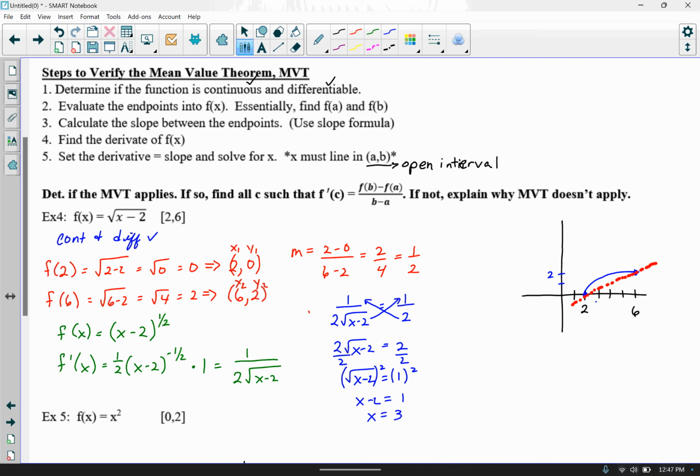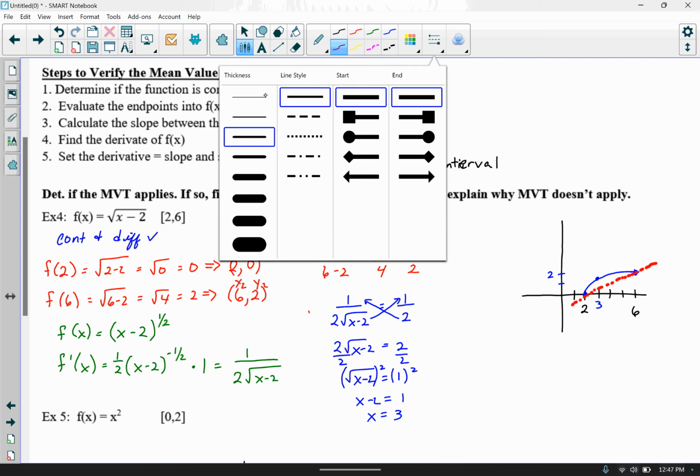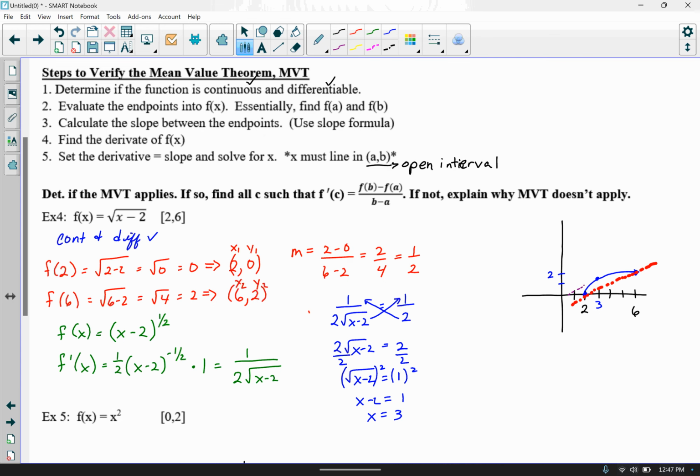So if I pop over here, and there's my 3, we're saying then that the slope of the tangent line, let me get a different color, passing through that point would have the exact same slope as that red line, and hopefully you can agree here. That's pretty good for parallel in terms of drawing it freehand here on my graph or in your notes. So x equals 3 is that one spot where that happens, and you can clearly tell that 3 is in our interval because we're only looking at from 2 to 6.